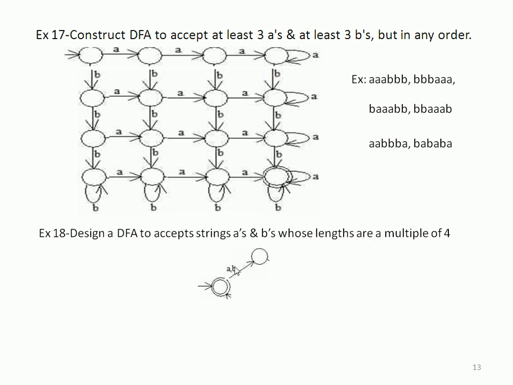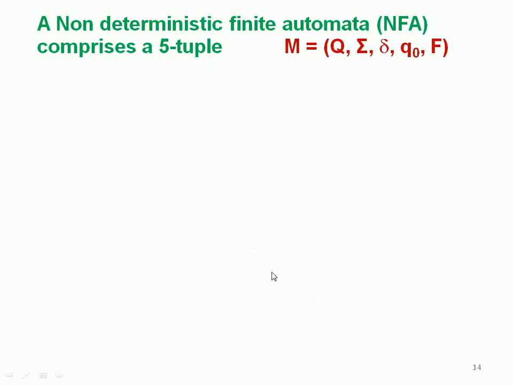So we can have A, B, then the input will go to the next state, and again the input will go to the next state. We will come back to that. There are 4 paths, so 4 states will be involved, which forms the multiples of 4.